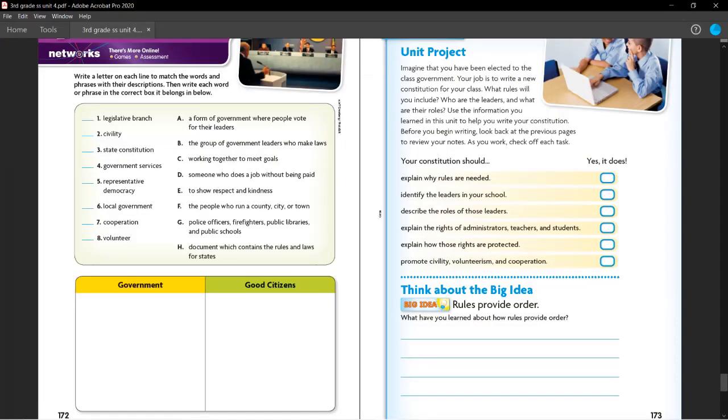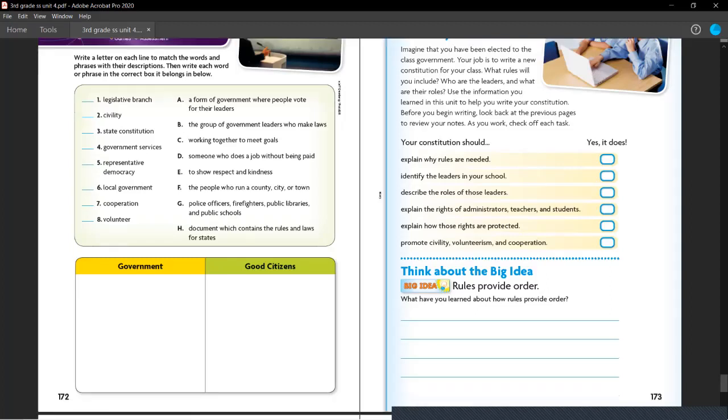And then you're going to answer your big idea question at the bottom. The big idea is rules provide order. What have you learned about how rules provide order? And that's going to take you through to the end of your social studies book, which is really exciting.